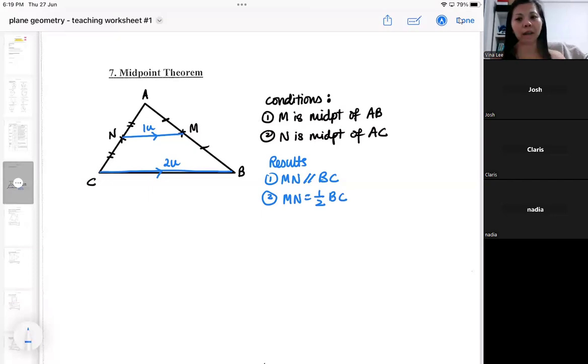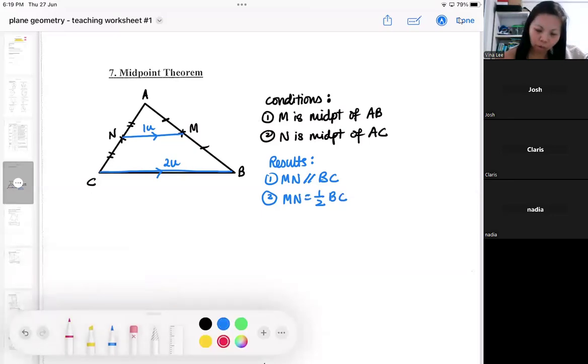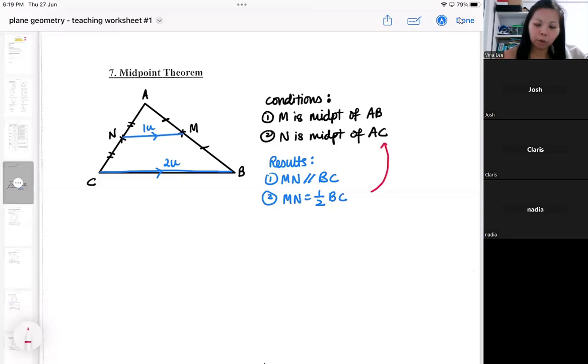So in any theorem, we will need the condition, and if I got this condition, these will be the results that follow. So you must understand this idea first. And if we are going to say converse of the midpoint theorem, then it will be the other way around. If you have the result, then that implies the midpoint. That is called the converse of the midpoint theorem.